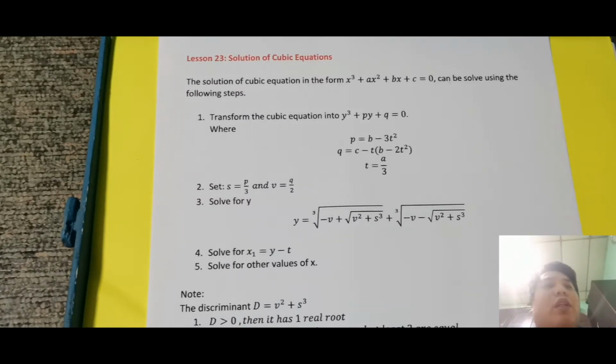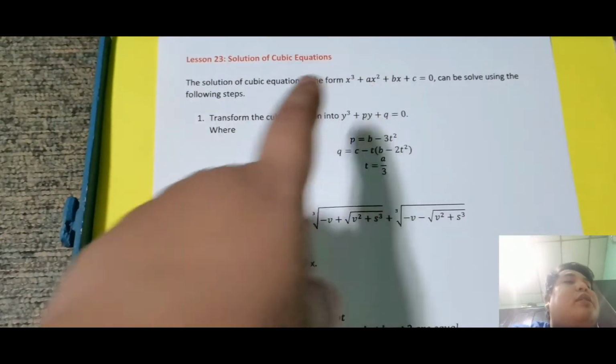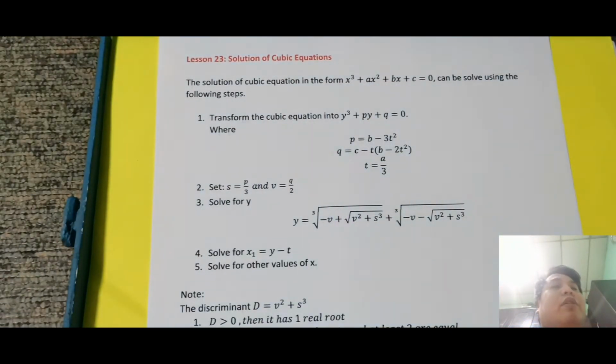Ito yung lesson 23 ng ating college algebra. Ito yung solution of cubic equations. Okay, so solution of cubic equations in the form x cubed plus ax squared plus bx plus c is equal to 0 can be solved using the following steps.